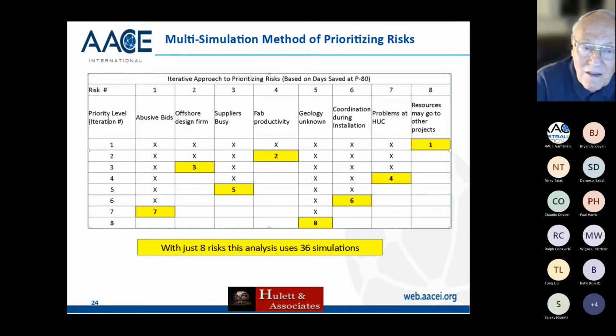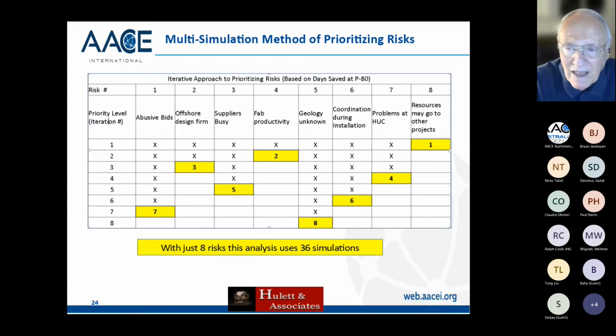So I take all the risks that are in there, and I take risk number 1 out by zeroing its probability, and I run the simulation with that out, and I figure out what the P80 is, and it could be the P90 or P70, whatever your company is comfortable with. And I get that data, and then I put it back. I do a second simulation with risk number 2, offshore design firm. Get the 80th percentile with just that risk out, as if it were fully mitigated. I hesitate to say that because you can't really fully mitigate any of these risks. There will be residual risk, but that's the way this method works.